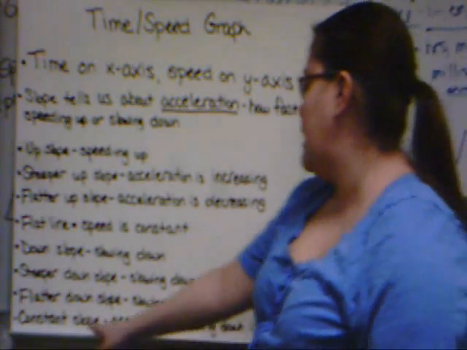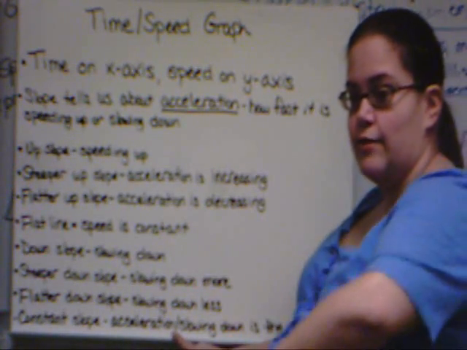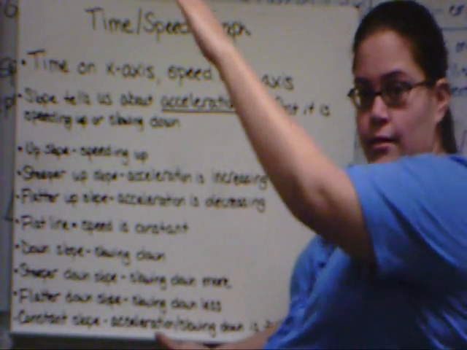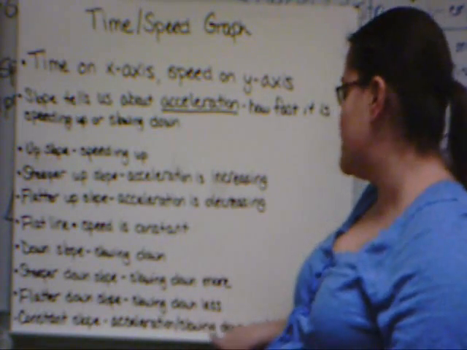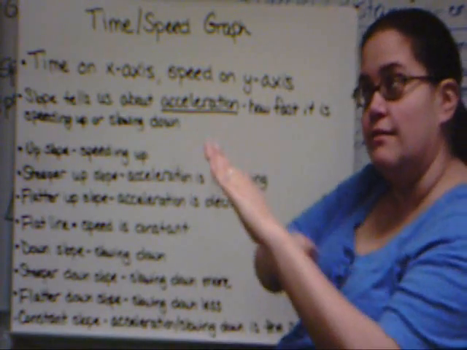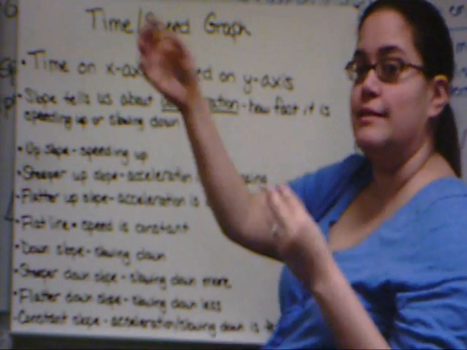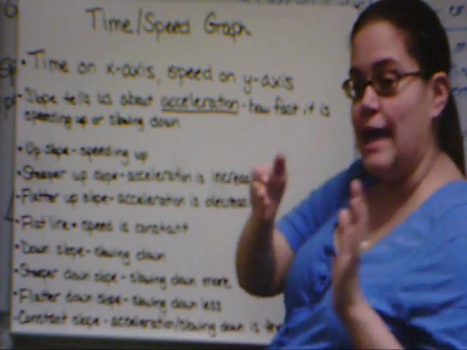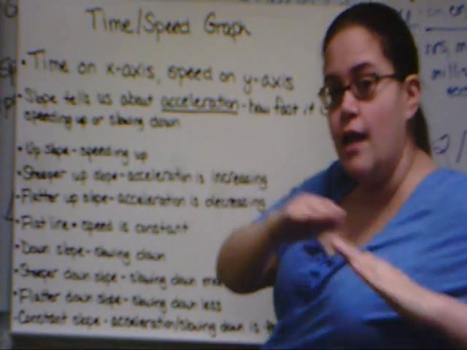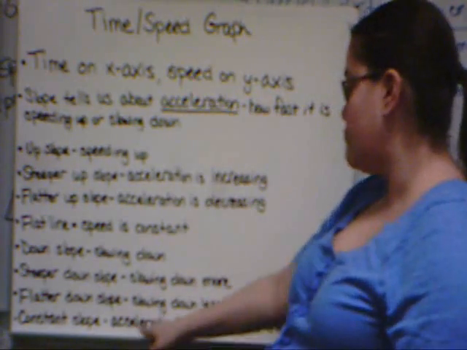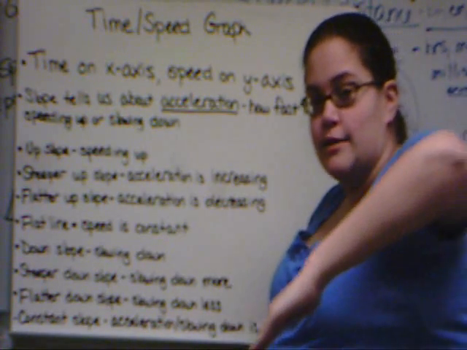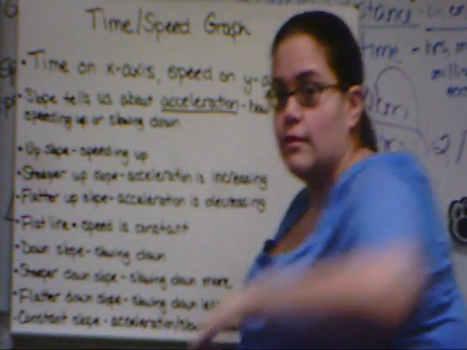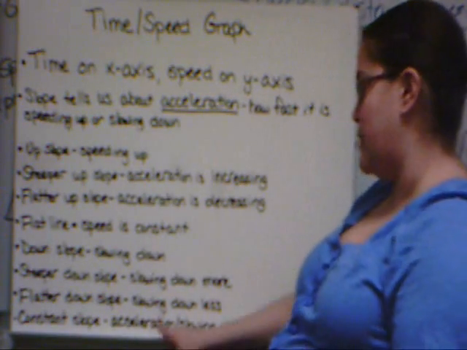And if it has a constant slope, so the angle stays the same, right? Like the angle of the line stays the same. It means my acceleration or my slowing down is the same. I'm still speeding up, I'm just speeding up at the same pace. So I may be going from 0 to 10 and 10 to 20 and 20 to 30. I'm speeding up the same. Or I'm slowing down at the same rate. So I'm going from 30 to 20, 20 to 10, and then 10 to 0. Okay, so I'm slowing down at the same rate.